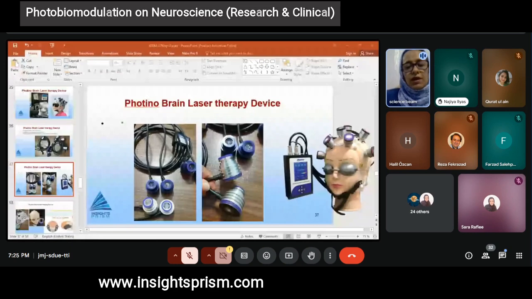Photobiomodulation brain laser therapy device. Just let me show you a little bit, just maybe 2 or 3 minutes about this device, how it works. This is a kind of device made by the Insightsprism company. It's located in Tehran, Iran.